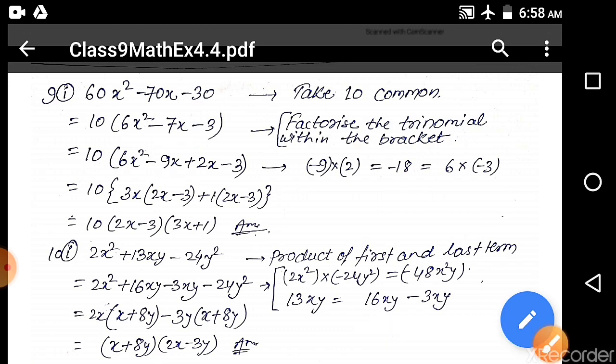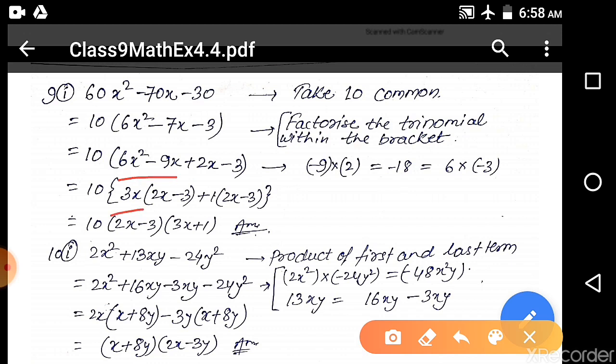Now we will take out the common factors here. From the first two terms we can take 3x as a common factor. So what is left here? 2x minus 3. Now here 2x minus 3 is taken inside the bracket. So see the second two terms, 2x minus 3.